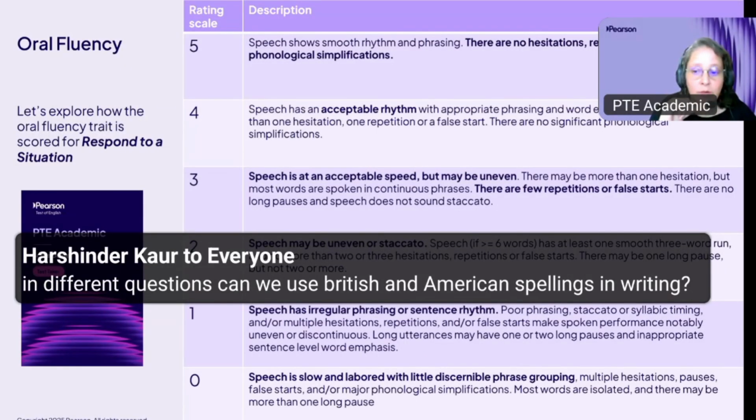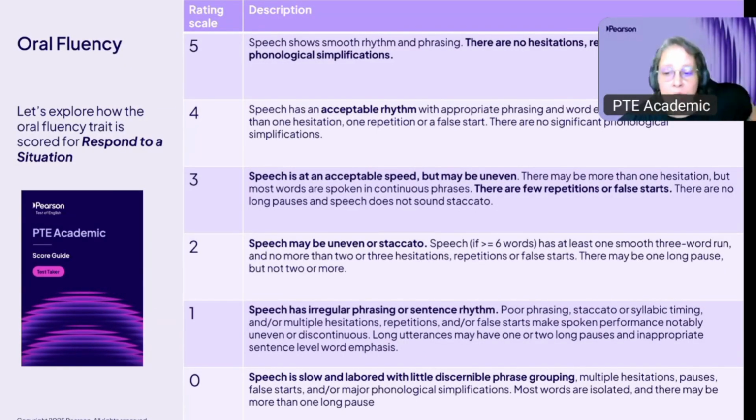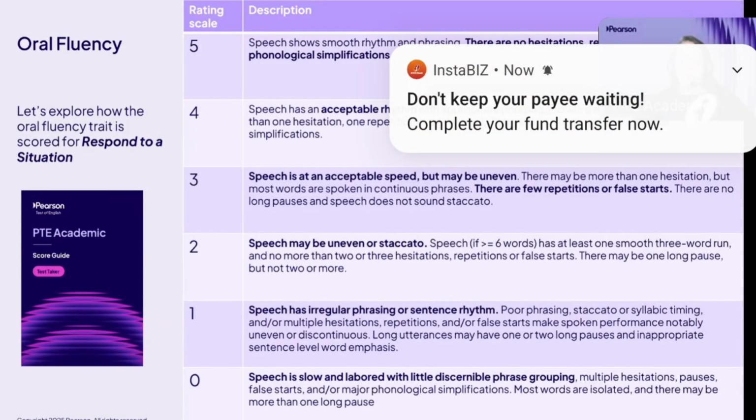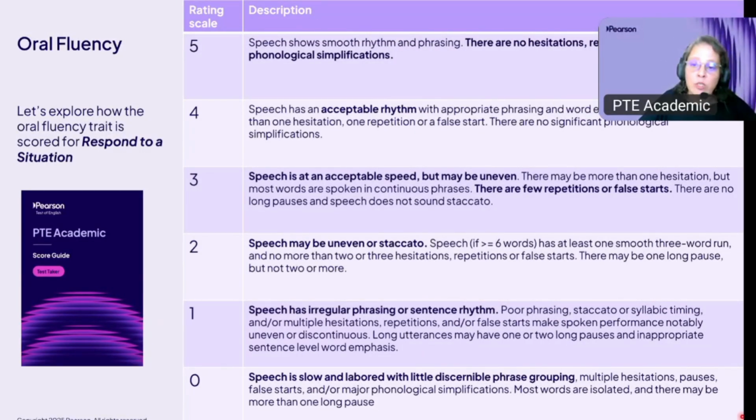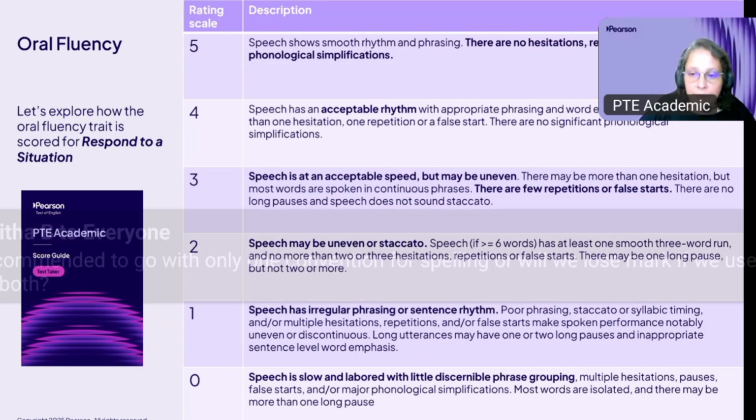No, you cannot, Harshinder, use different British and American spellings in writing. And yes, I've mentioned earlier, Utsav, we cannot use templates in PTE.